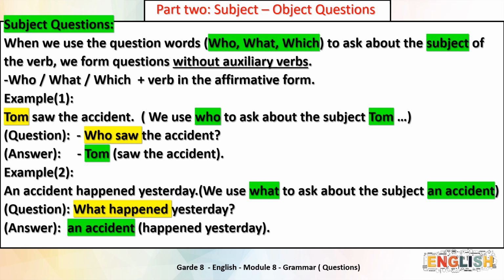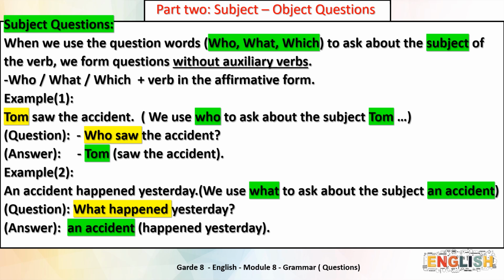Let's see example number 1. Tom is the answer here. Tom is the subject and we are going to form a question asking about him, okay? Tom saw the accident. We use who to ask about the subject, of course, Tom. The question becomes, who saw the accident? The answer, Tom. Of course, who is the one who saw the accident?